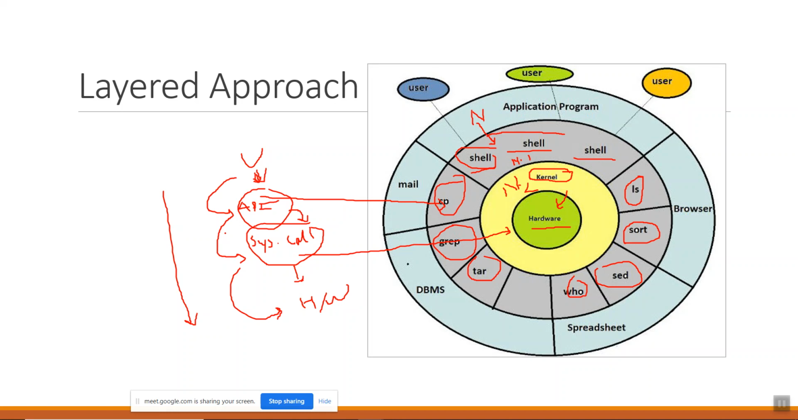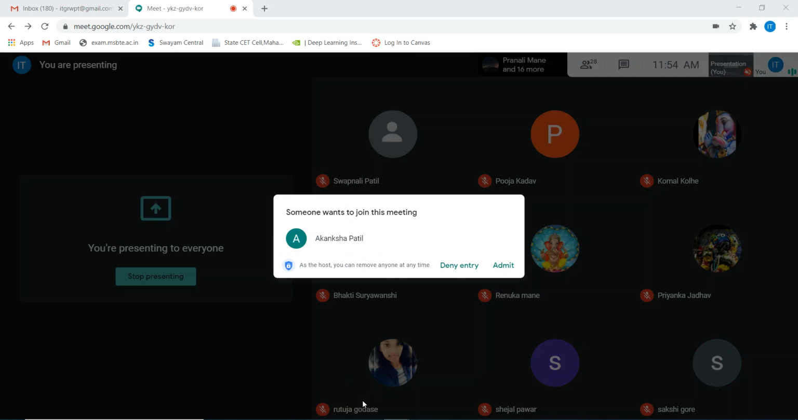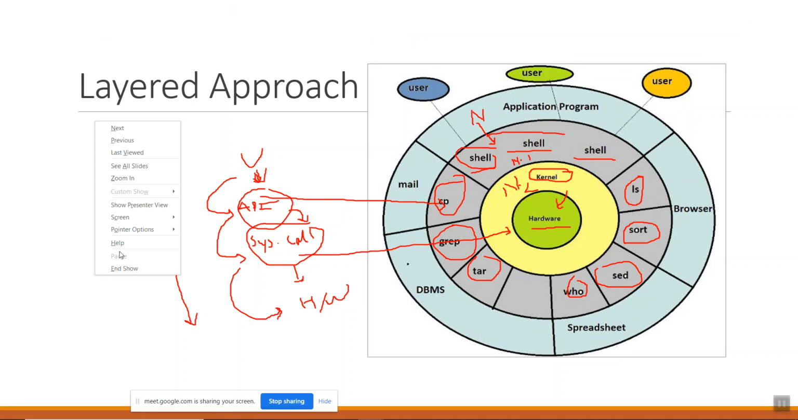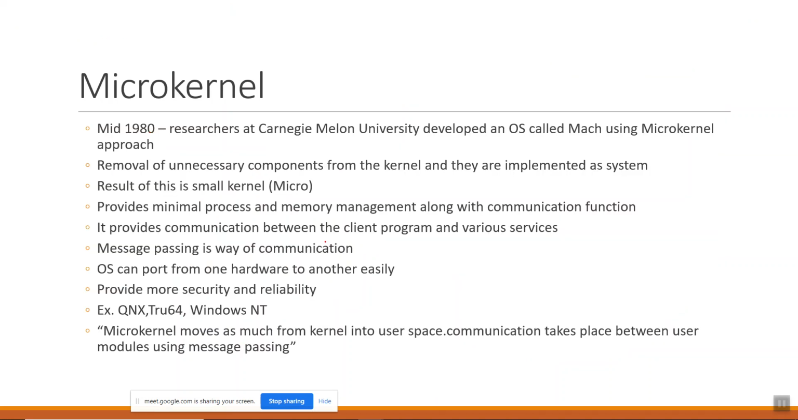This is a very old structure, present in the 1960s, and modern operating systems cannot be suited to this layered approach, so they go for another kind of structure. So this is about the layered approach provided by the Linux or Unix operating system. Then we will move further to the next key concept, the types of kernel. We know about the kernel, what it means and what it does. Can anyone give me the definition of the kernel? Then we are going to understand the types of kernel.